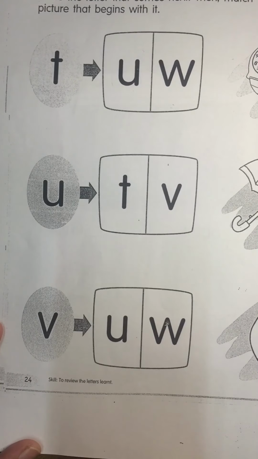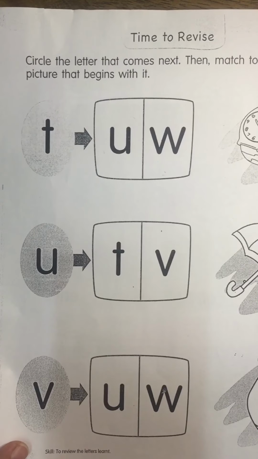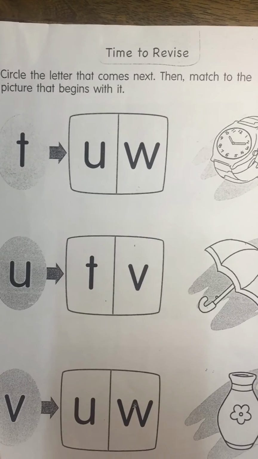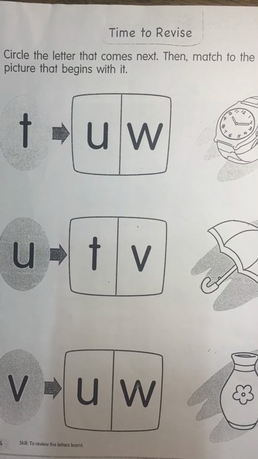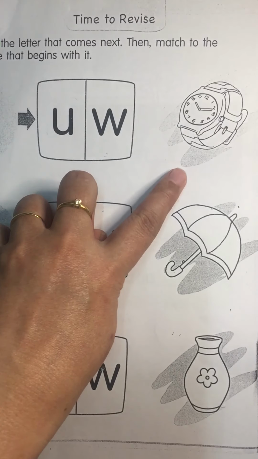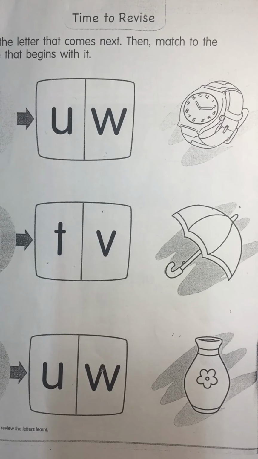And then, here, what we have here is: circle the letter that comes next. Then, match to the picture that begins with it. What do we have here? We have a watch, umbrella, and vase.